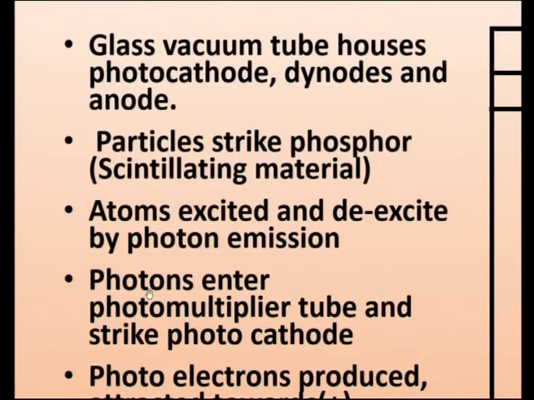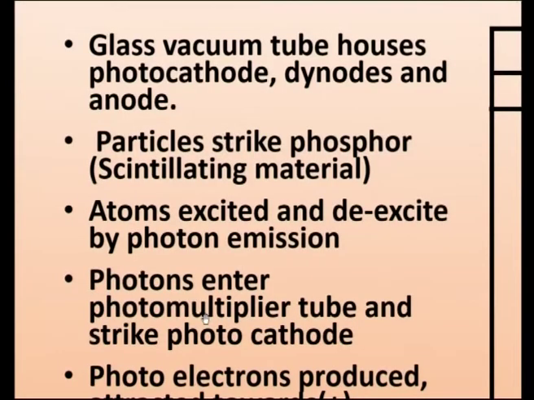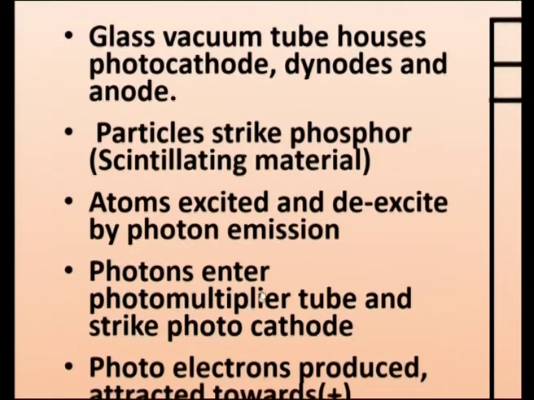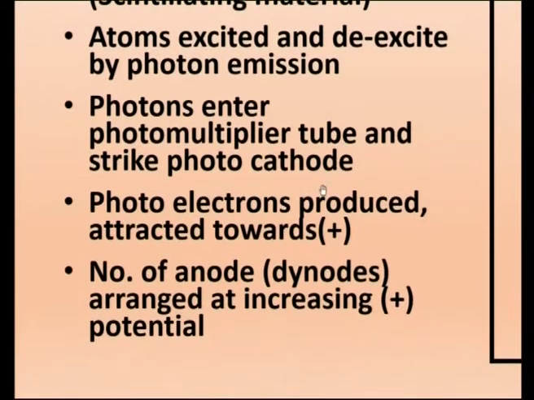Now these photons, that is light energy, enter the photomultiplier tube and strike the photocathode. Already we stated about the photocathode, which works by photoelectric emission. It's the photoelectric effect. When light falls on it, one electron is produced. So the photoelectrons are produced. Now these are attracted towards the positive potential.